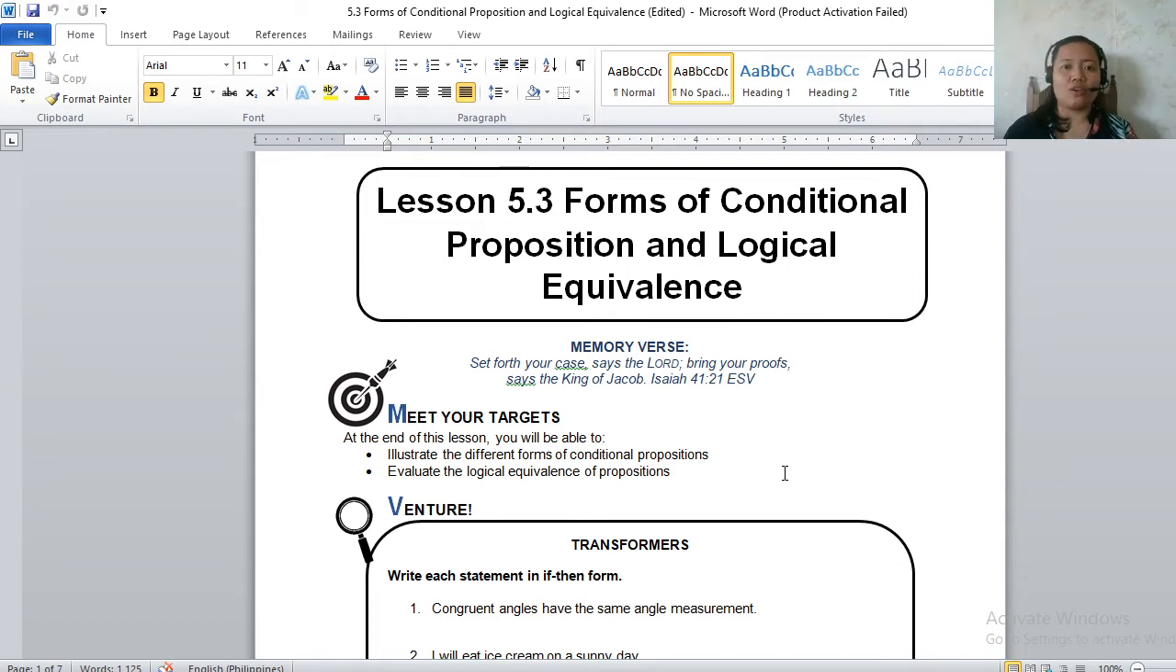It's found in Isaiah 41, verse 21. It says, "Set forth your case, says the Lord. Bring your proofs, says the King of Jacob."